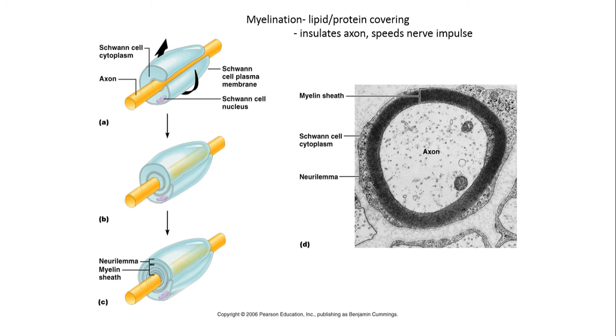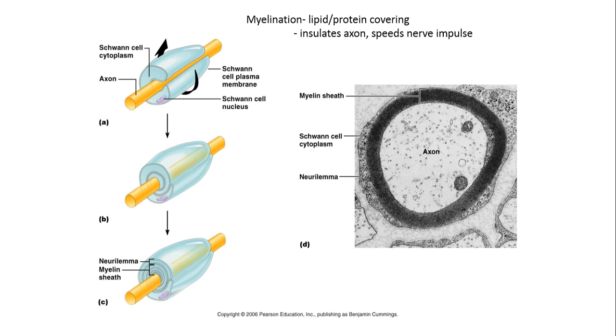Finally, let me end with myelination and the purpose of myelination. What we have here is the axon, the end of a neuron, and wrapping around it, kind of like a hot dog bun around a hot dog, we have the Schwann cell. It grows all the way around, and eventually it encapsulates part of the axon, forming this myelin sheath. This fatty covering insulates the axon, and it allows the speed of the nerve signal to increase.